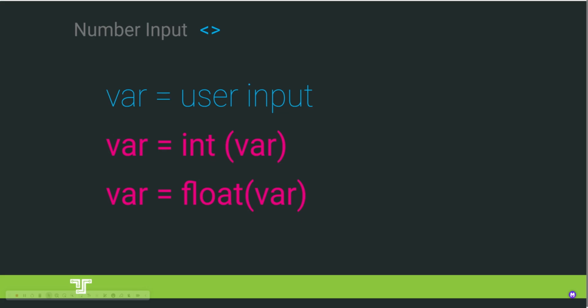Now remember, int stands for integer, and that means whole numbers, positive or negative. And float stands for decimals. So again, positive or negative, but floats for decimals. Okay? So what we're going to do is some coding here.